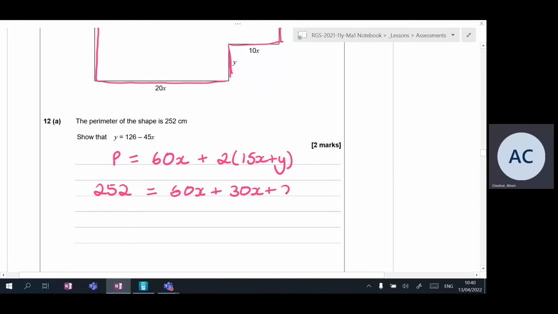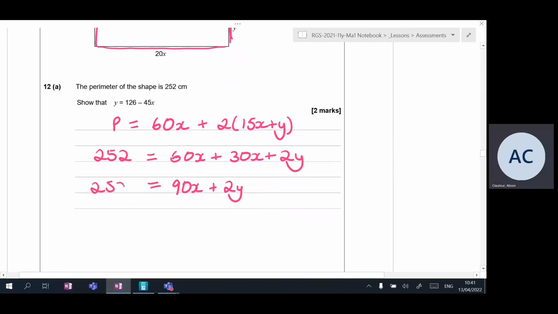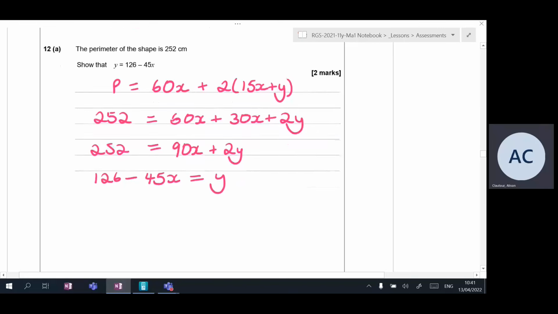Okay, so I'm just going to multiply the brackets. So I've got 90x add 2y is equal to 252. And then obviously if I rearrange it to find y, then I can halve it. So I've got 126 take away 45x is equal to y. So relatively straightforward. Show that.